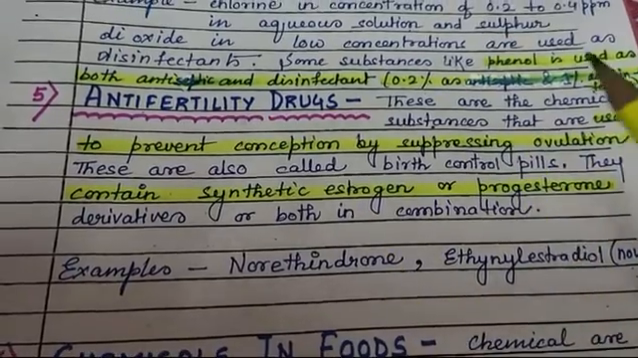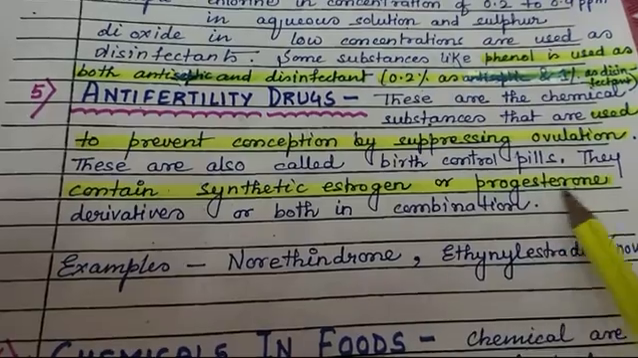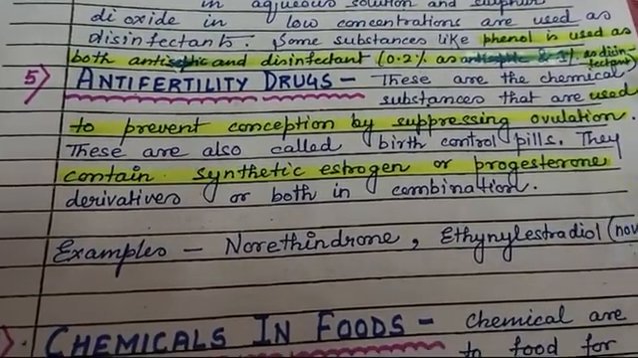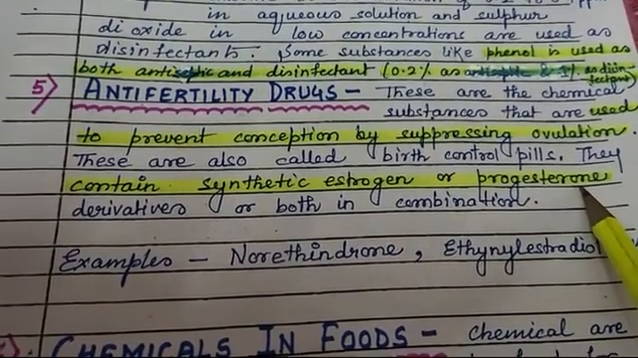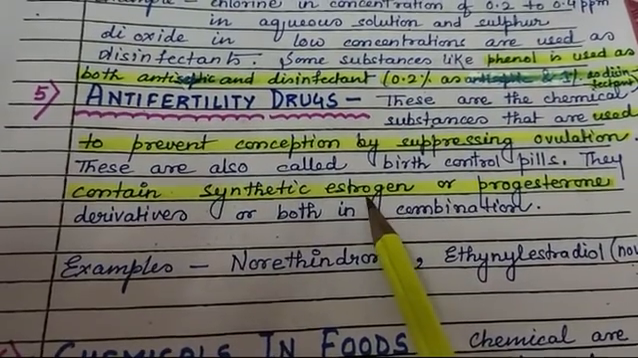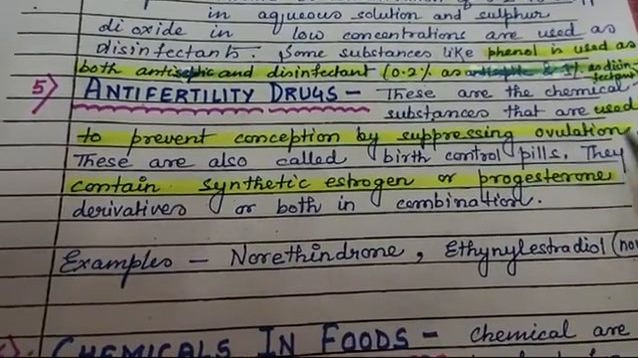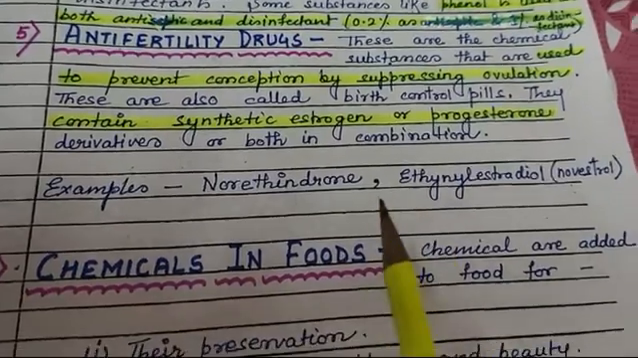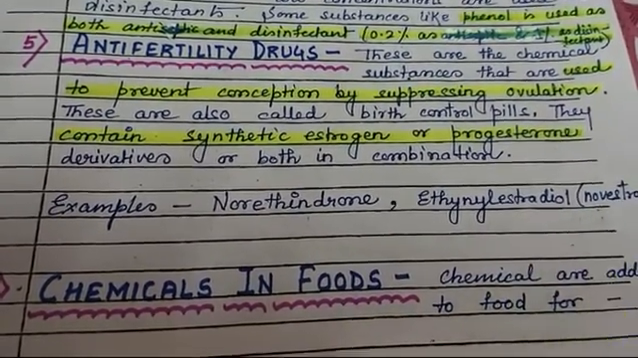These drugs contain synthetic estrogen or progesterone, or a combination of both of these hormones. Synthetically produced estrogen and progesterone are female hormones, and they control the ovulation process in females. Hence these drugs are used for suppressing ovulation, and thus they can control the population. Popular examples in this category are norethindrone and ethynylestradiol.